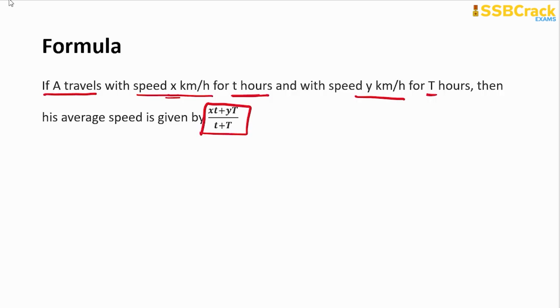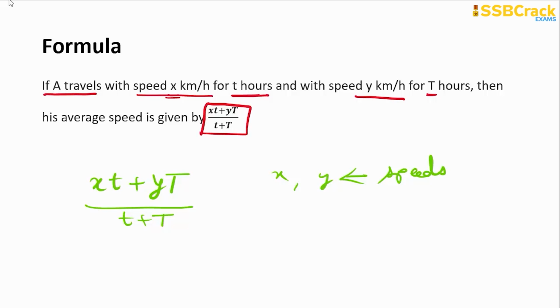And this formula is x into t plus y into capital T, upon t plus capital T. What are x and y? They are respectively the speeds that the man is taking throughout his journey, and the speed x is taken for the time period of small t hours and the speed y is taken for the time period of capital T hours. If this is the scenario, this is the average speed formula. So let's check out an example based upon this formula.